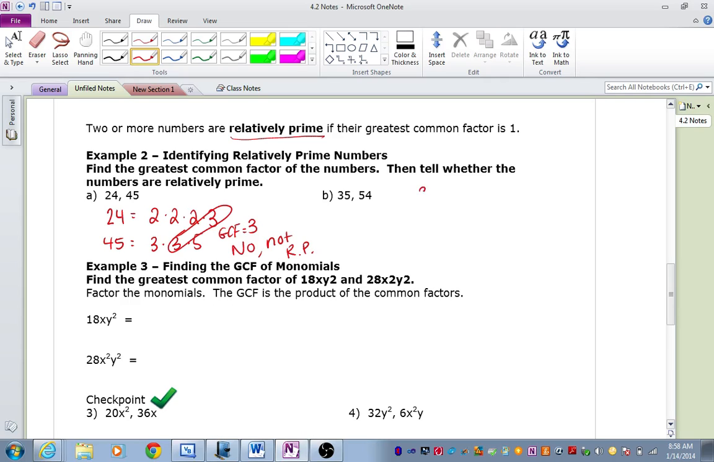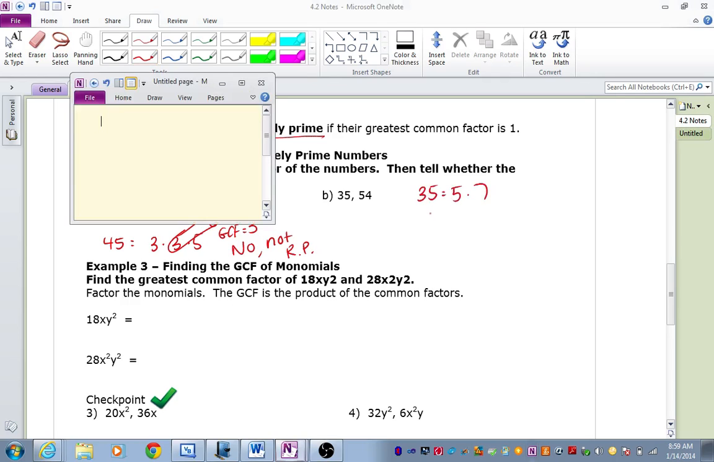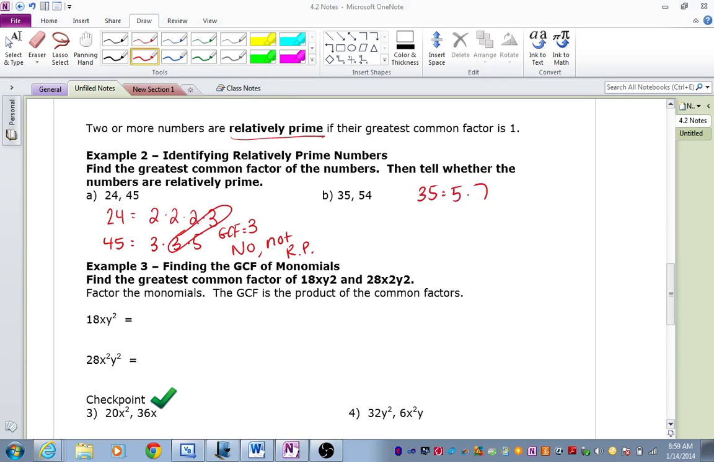For letter B, 35 is 5 times 7. And right away I can tell for 54, in order for them to have a GCF other than 1, 5 or 7 would have to go into 54. But neither of those two numbers goes into 54. So that means that the biggest thing they're going to have in common is 1. So 35 and 54 are relatively prime.